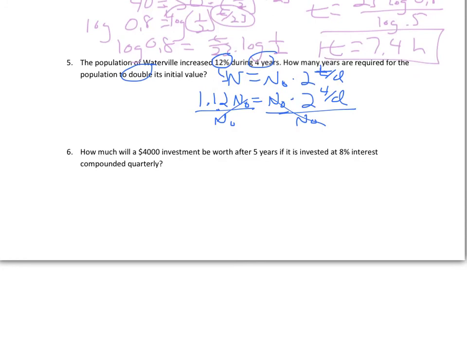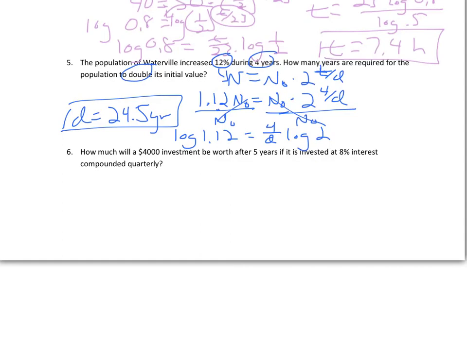So now you could just log both sides. Log 1.12 equals 4 over d log 2. And go ahead and answer the question. So you can multiply both sides by d, divide by log 1.12, and we get d equals 4 log 2 divided by log 1.12. You get d equals 24.5 years. That's how long it would take to double.